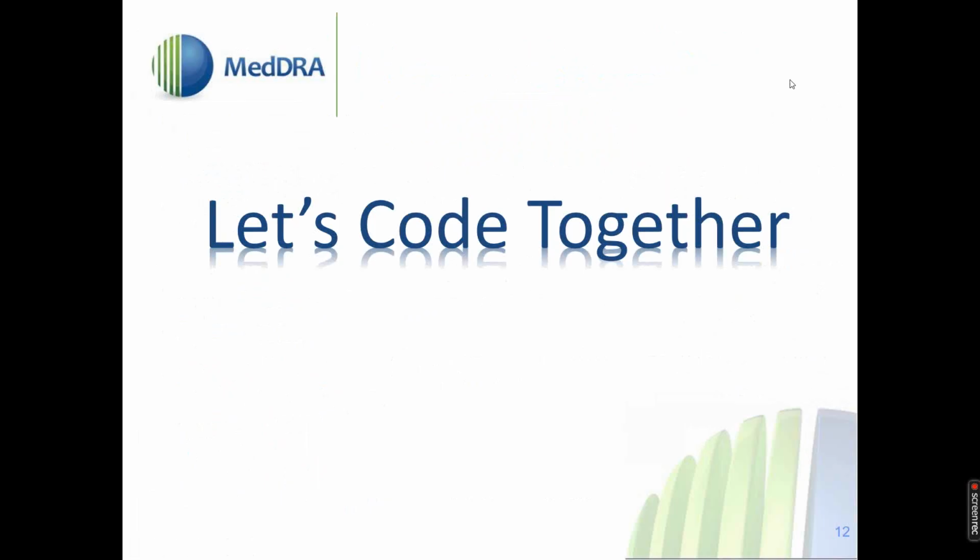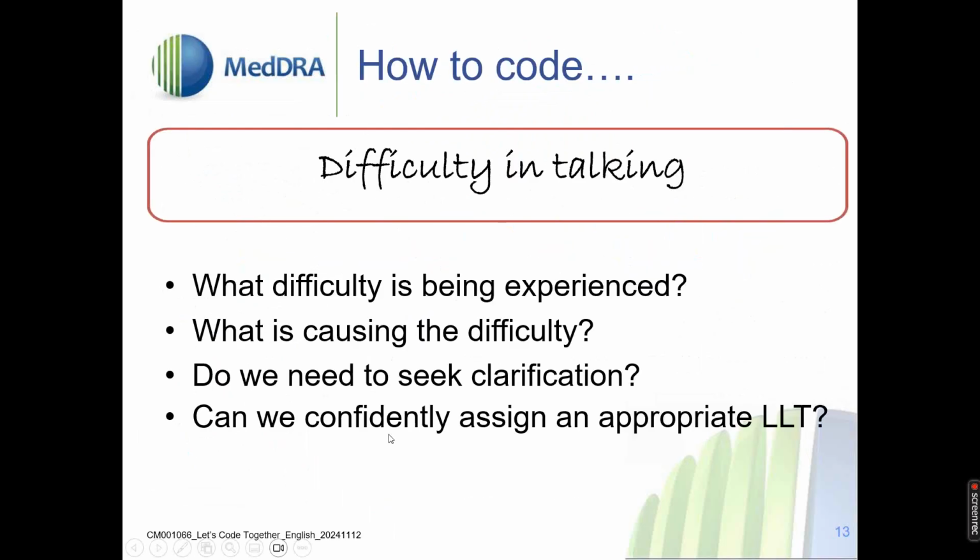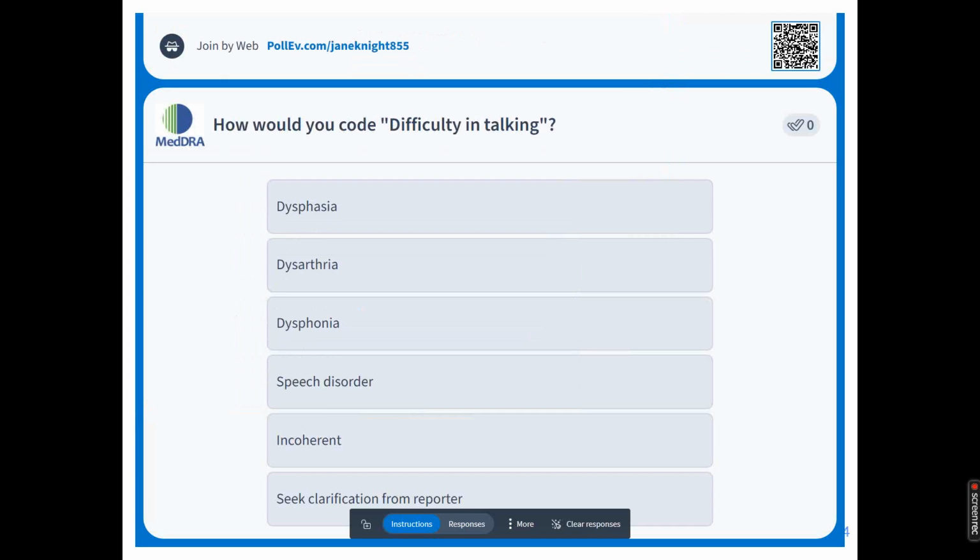And I'm going to turn my camera off because I know it can be distracting. So our first example today is difficulty in talking. So when I see this term, I think about, well, what sort of difficulty are we talking about? Do we know what's causing the difficulty? And if not, do we need to get clarification from the reporter, or can we confidently assign an appropriate LLT? It doesn't look like a very complex term, difficulty in talking, but when you actually come and look at it, you realize what we haven't been told. Do we need more information?